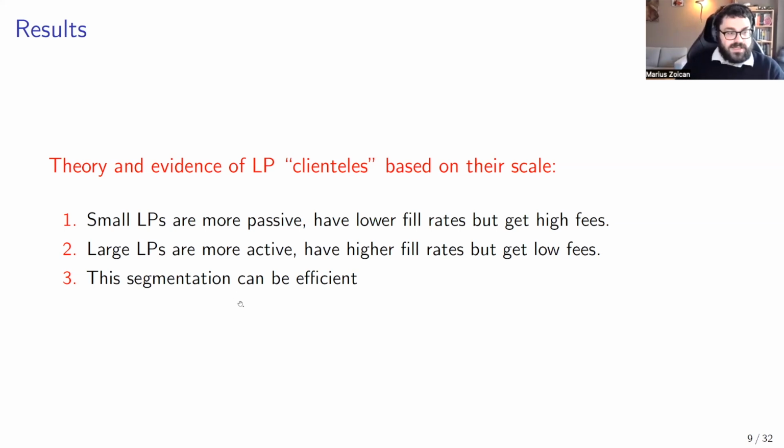And what we show is that this segmentation is actually efficient, because otherwise these small liquidity providers will not be able to compete at all. So they might be crowded out of the market altogether. So we give them a way to be, in limit order book language, at the back of the book, but still get the revenue.